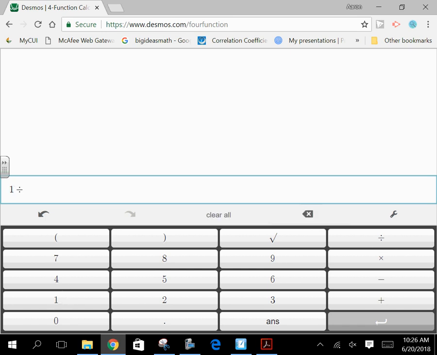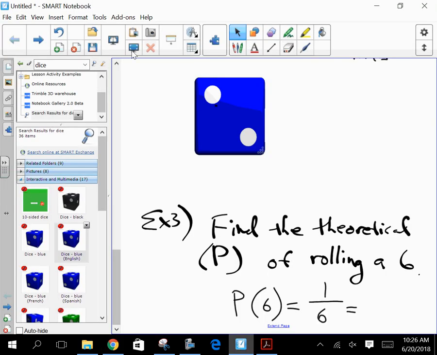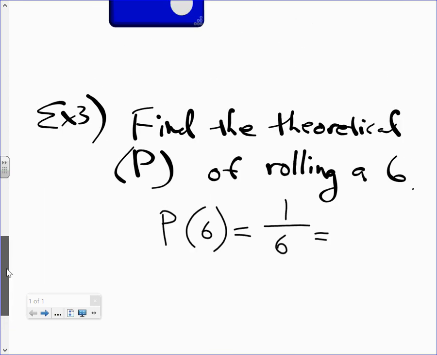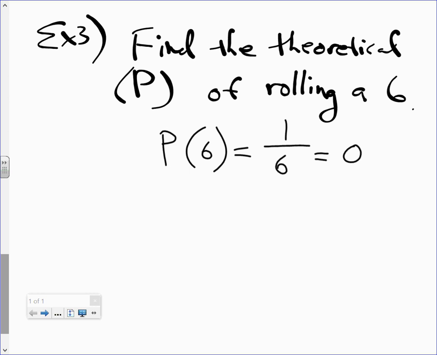1 divided by 6 is, I'm going to round to the nearest hundredth. I got 0.1666, so it's going to be 0.17 to the nearest hundredth. So 0.17. That's theoretical. So I'm going to write 0.17. So it's unlikely, but it's possible. It's closer to 0 than it's closer to 1. So that's theoretical. Example 4 now.